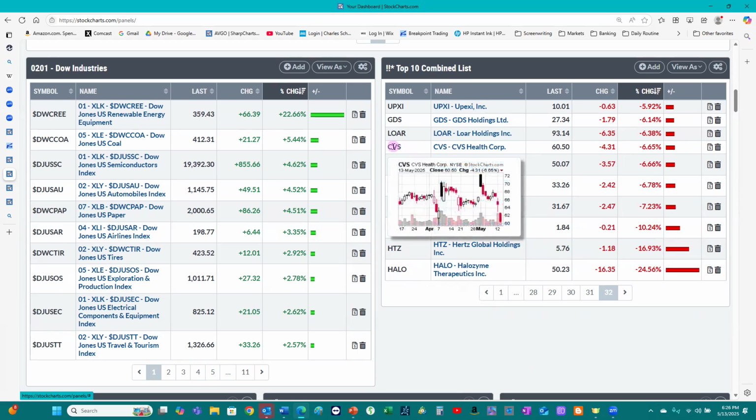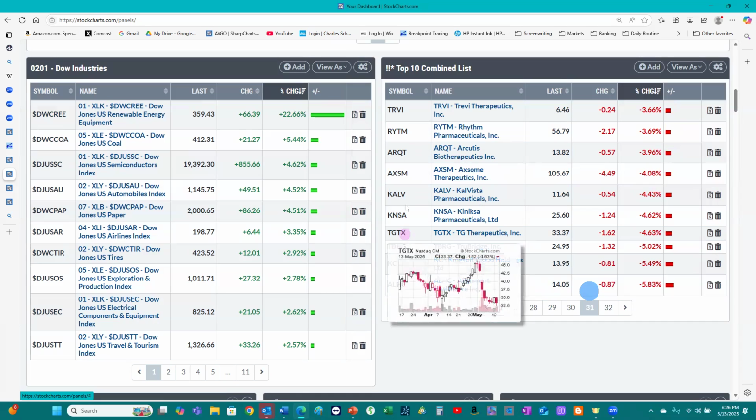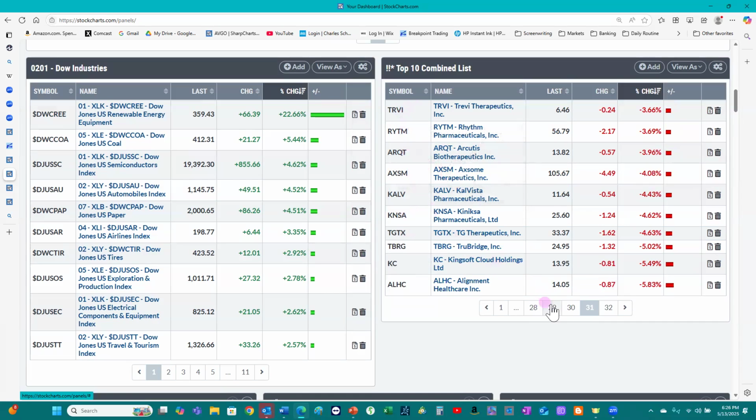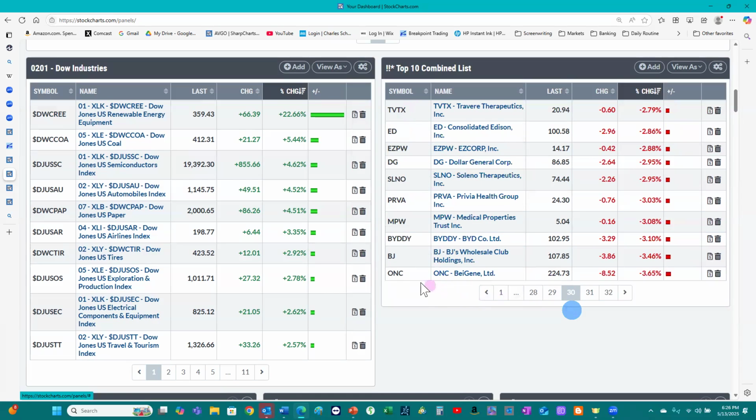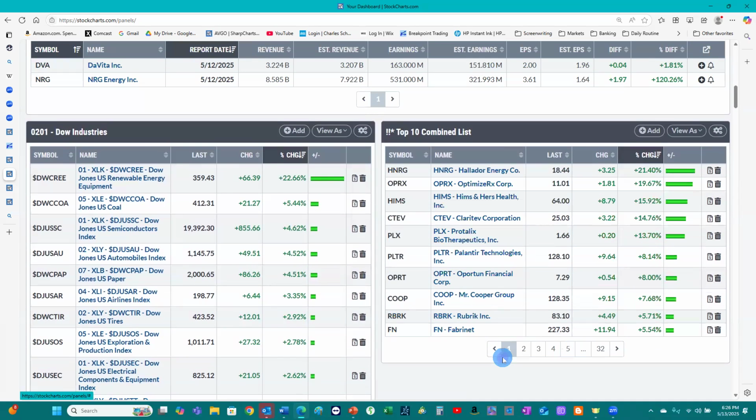If we go back, CVS had been in the top. Actually, it was in the top large cap stocks. It's going to fall out of that this week based on the chart. So CVS is not doing too great. If we go back one more, I don't see anything too interesting there. So that's how you can use the top 10 list. It's a good way to find short candidates too, if you want to.